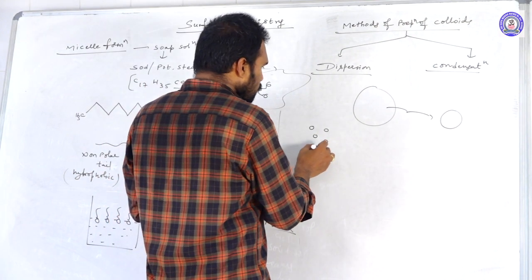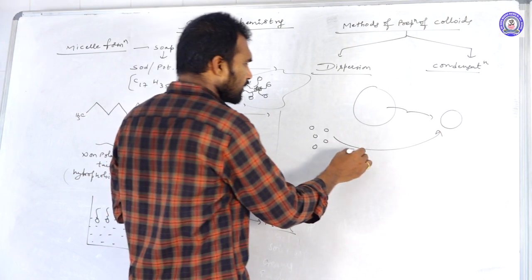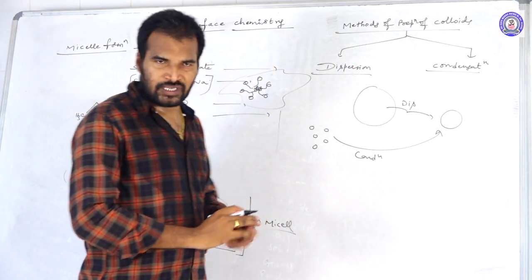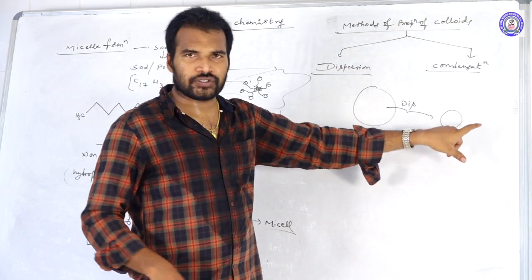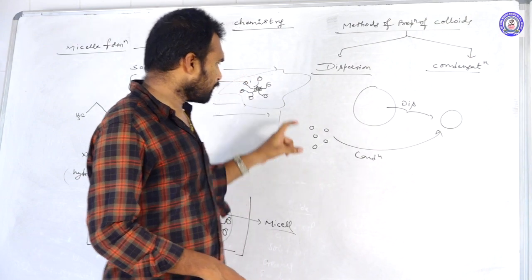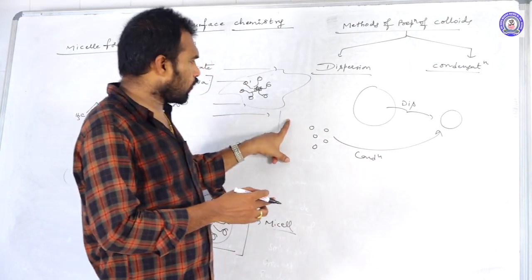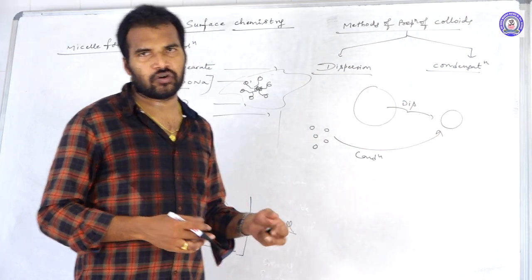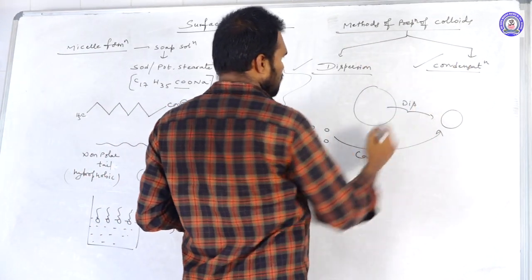And these smaller molecules are associated together and they give you colloidal range. So this is a condensation and this is dispersion. Simple logic. Dispersion means breaking the larger molecules into colloidal molecules. Condensation means combination and association of smaller molecules into colloidal range. Okay, so there are two methods, dispersion methods and condensation methods.